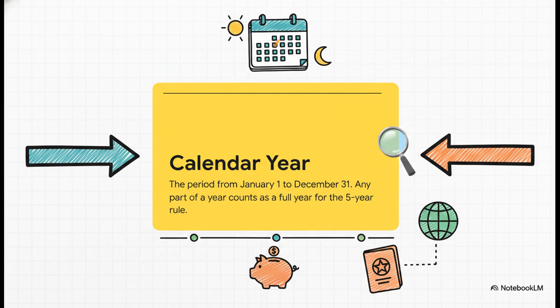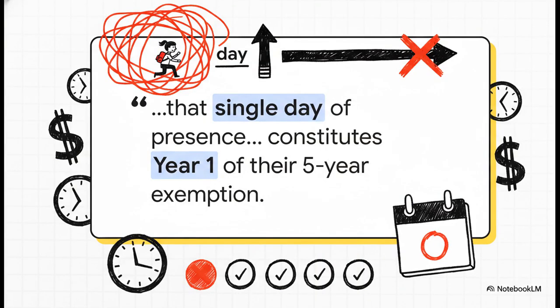But here's the thing. Any part of a calendar year, even one single day, counts as a full year for this rule. And this creates something we call the calendar year trap. And this quote really says it all. Check this out. If an F1 student arrives in the United States on December 31, 2018, that single day of presence in 2018 constitutes year 1 of their 5-year exemption. 1 day. Just 1 day, and bam, you've burned an entire year of your shield.